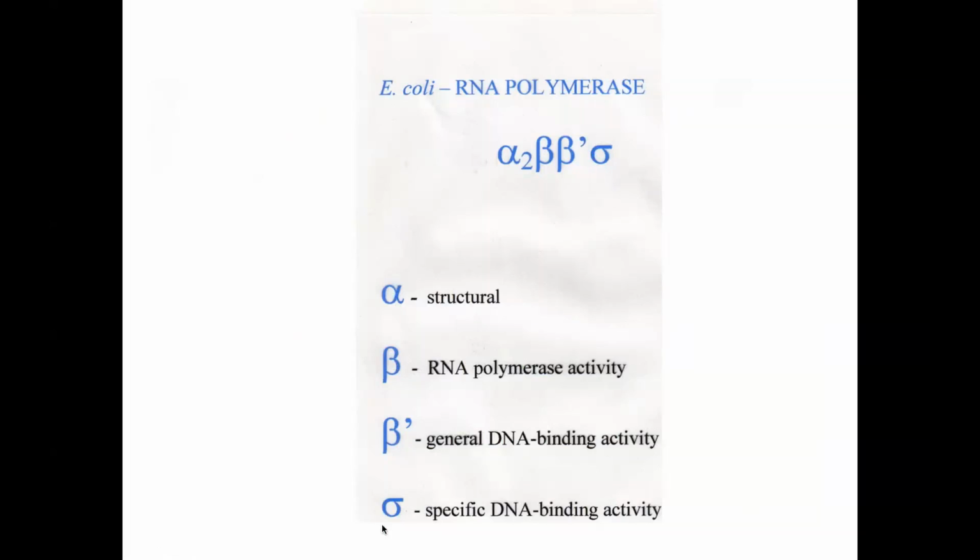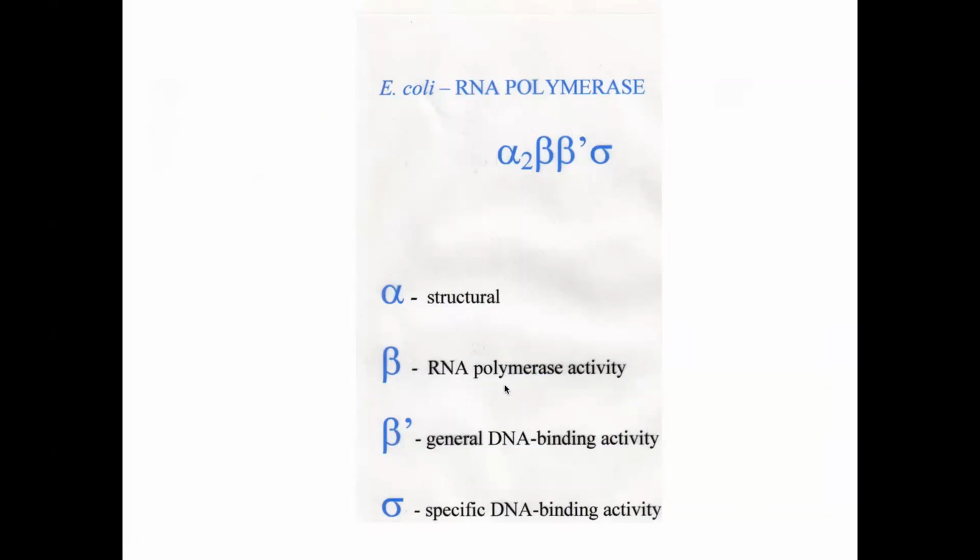So what do they do? Well, the alpha subunits seem to be primarily structural. They provide a framework upon which all of the other subunits can hang, and then allow them to carry out their specific functions. The beta subunit is the subunit within the complex that has the RNA polymerase activity, the ability to catalyze the formation of a 3' to 5' phosphodiester linkage.